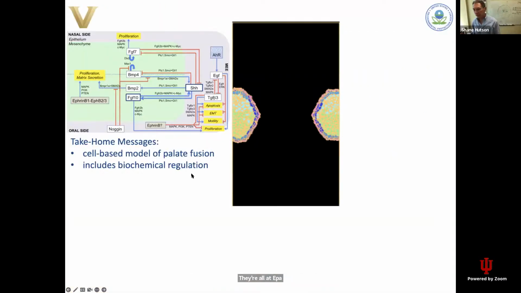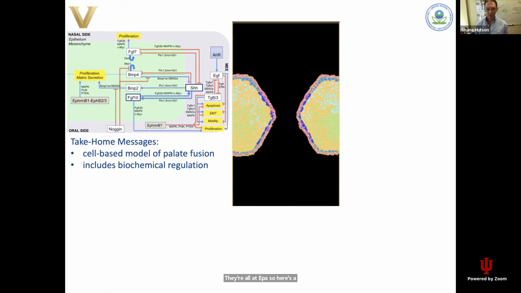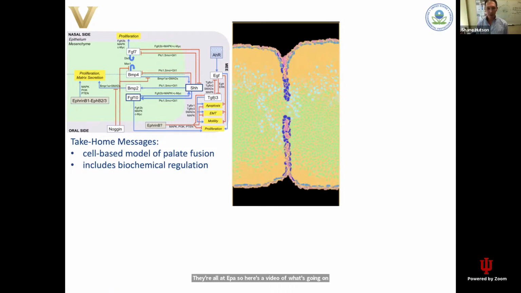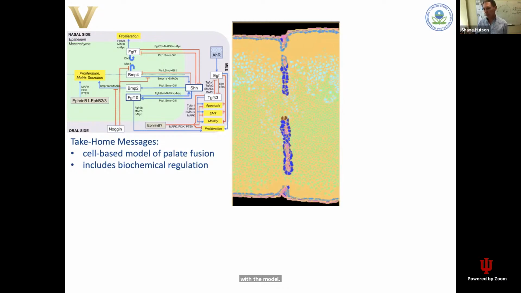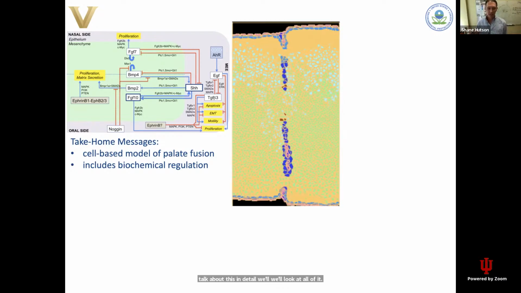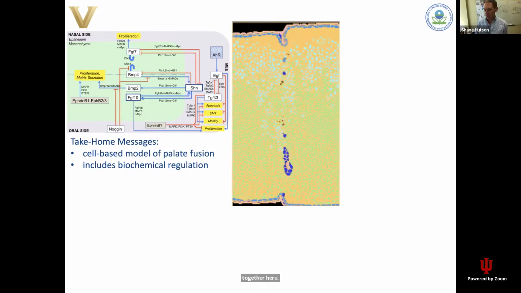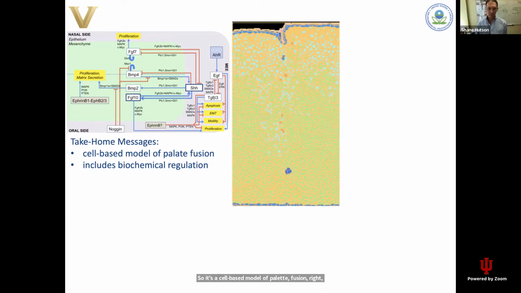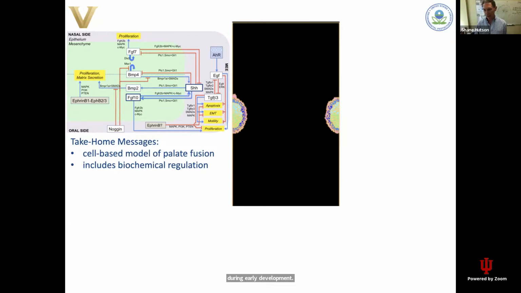So here's a video of what's going on with the model. We'll talk about this in detail. We'll look at all of it. But here are the take-home messages of what we're trying to put together. It's a cell-based model of palate fusion. The palate is the top of the mouth, and it fuses during early development. It includes biochemical regulation. There's a sketch of the biochemical circuits that are active there at the top.